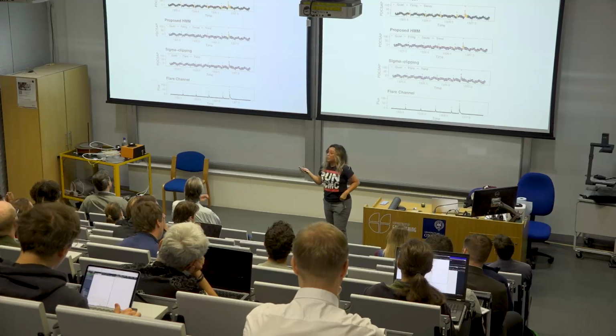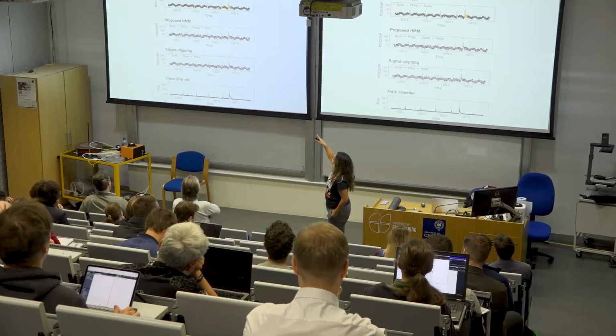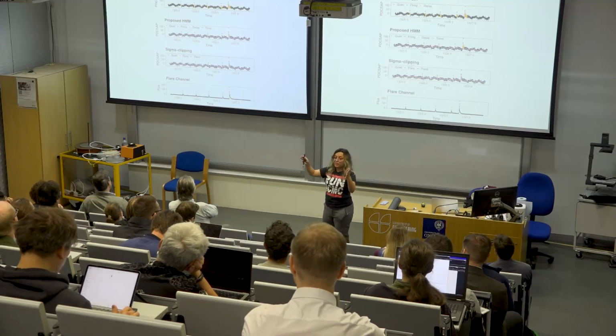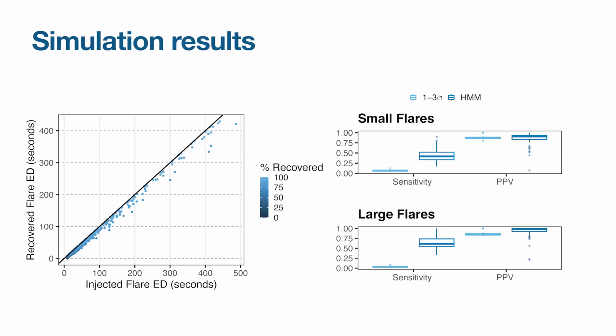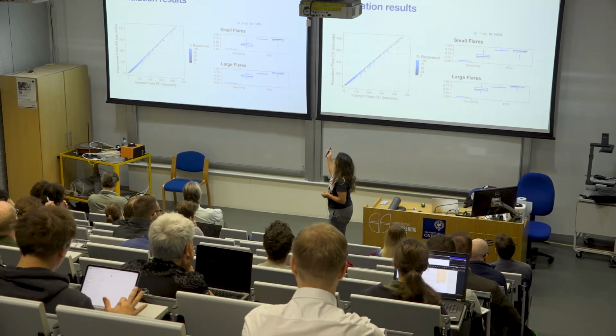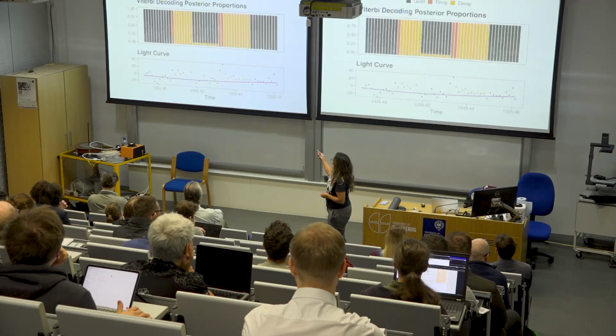So we did a whole bunch of simulations. We have this ground truth on the top. We found a part of the star that was not firing and injected these flares, which is the bottom. We have our proposed HMM, we have sigma clipping, and we're just doing some comparisons. We did some simulation results in terms of injected flare, the duration. Could we capture the entire duration of the flare? The sensitivity, and other metrics.